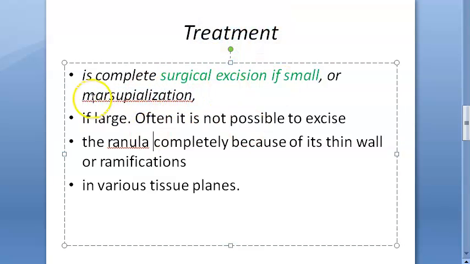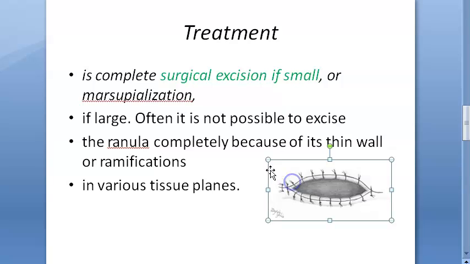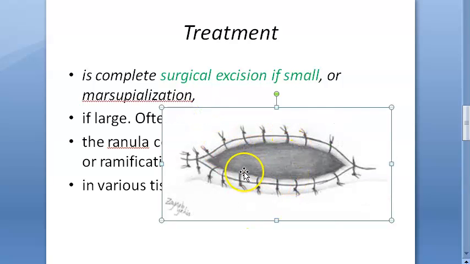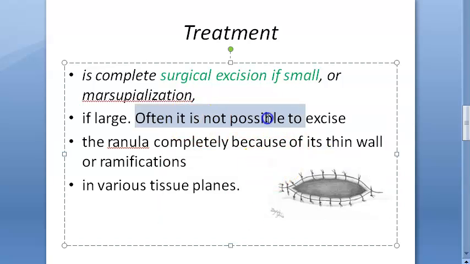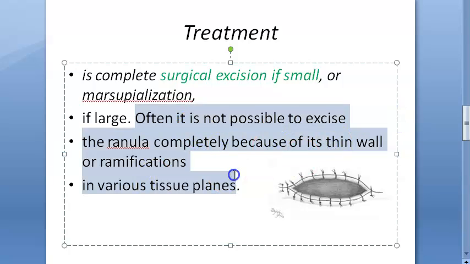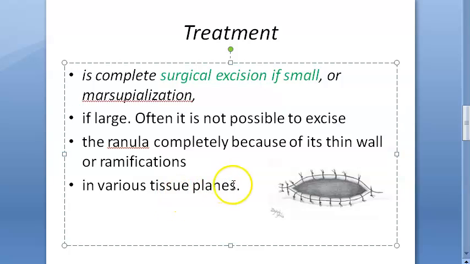Marsupialization if large. Marsupialization means what? Some pouch kind of thing, right? Like a kangaroo, marsupial. This is what you get when you say marsupialization. You're kind of creating a pouch or something. It is not possible to excise the ranula completely because of its thin wall or ramifications in previous tissue planes.